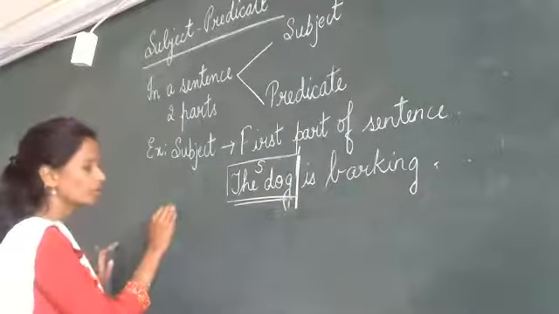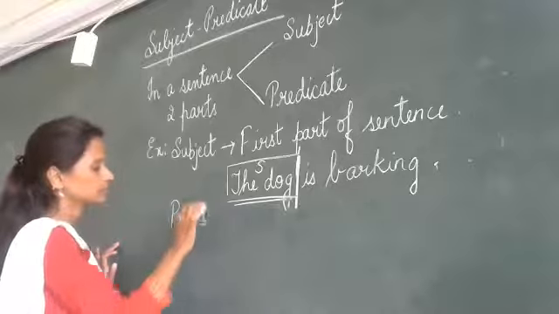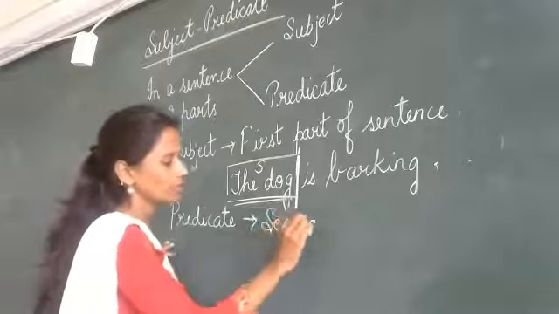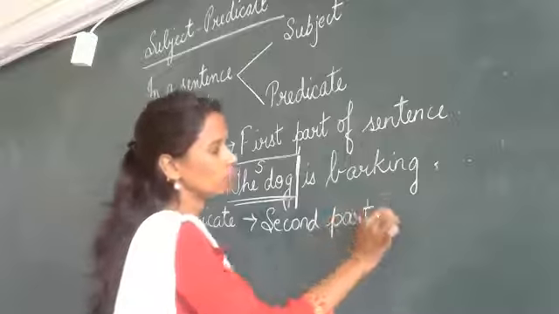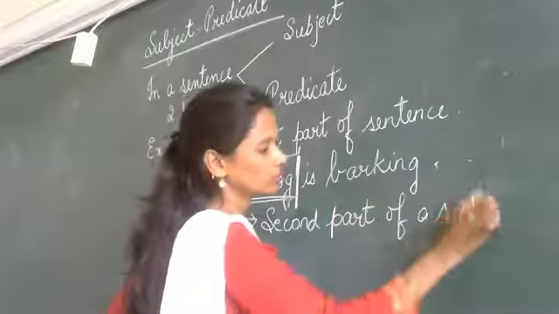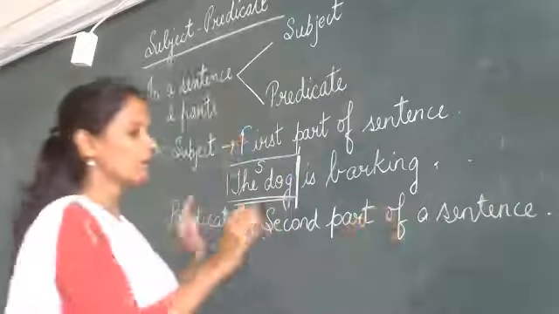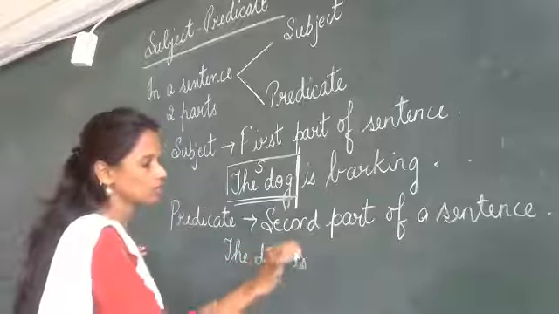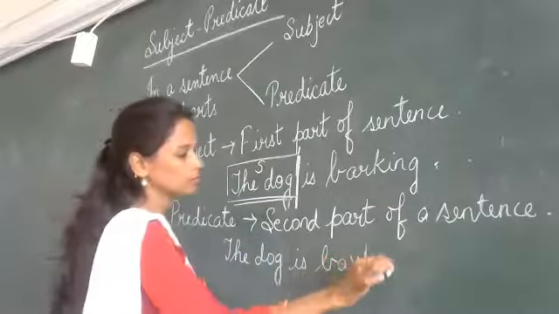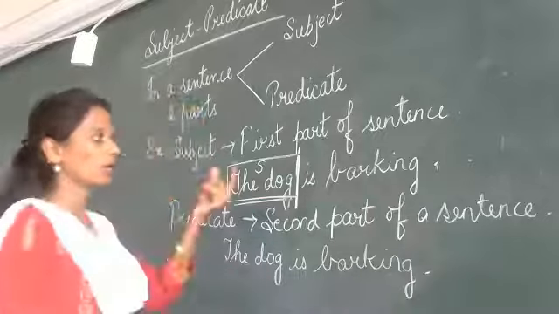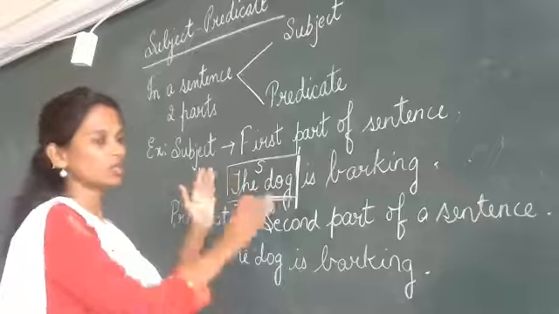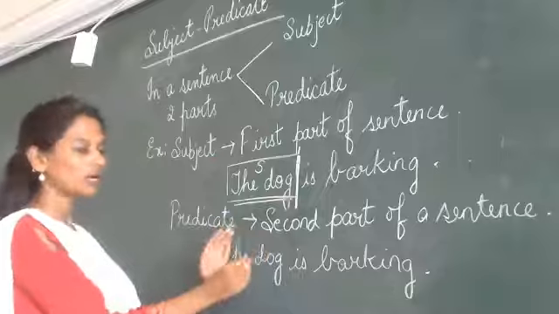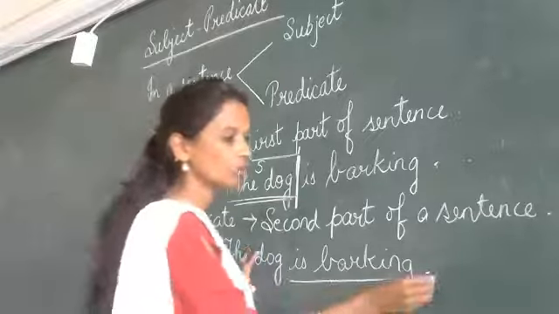And next, what is a predicate? A predicate is the second part of a sentence. Now I will give you the same example. The dog is barking. What does the subject tell you? The subject tells you whom it is talking about. But what does the predicate tell you? The predicate tells you what the subject is doing.